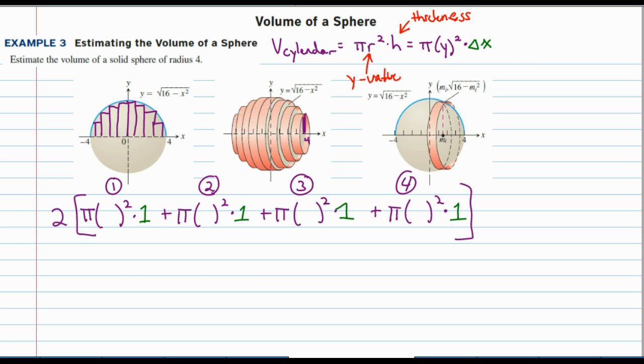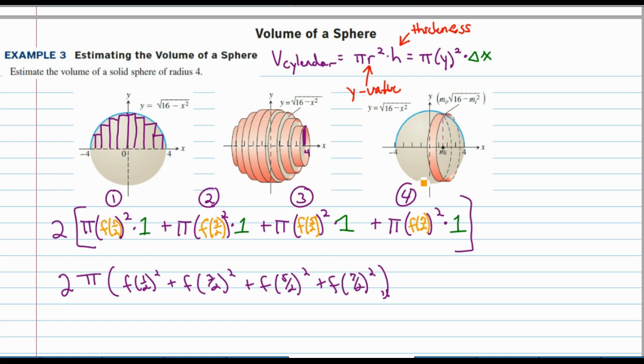Now the question is, do we use the left of each of these cylinders, the right, or the middle? Well, as you saw from examples 1 and 2, sometimes the left and the right tend to way overestimate or way underestimate. So I'm going to use the middle in this case. The middle is a good safe one. If the directions don't tell you which one to use, go ahead and use the middle.